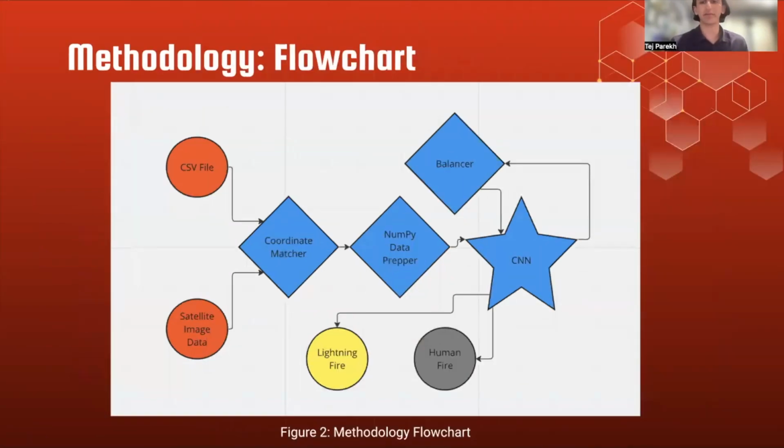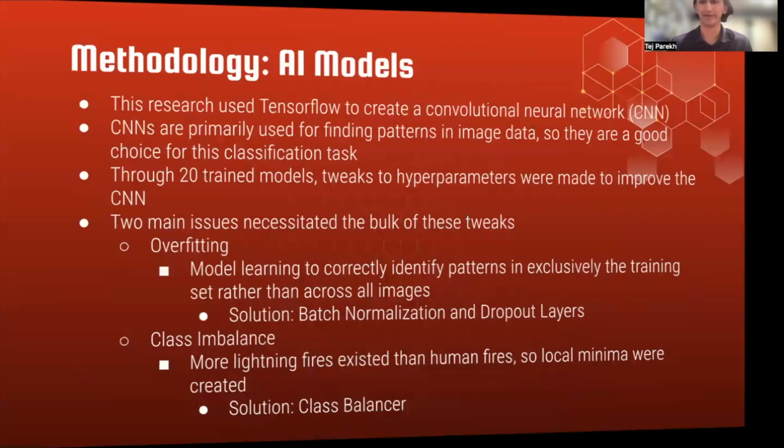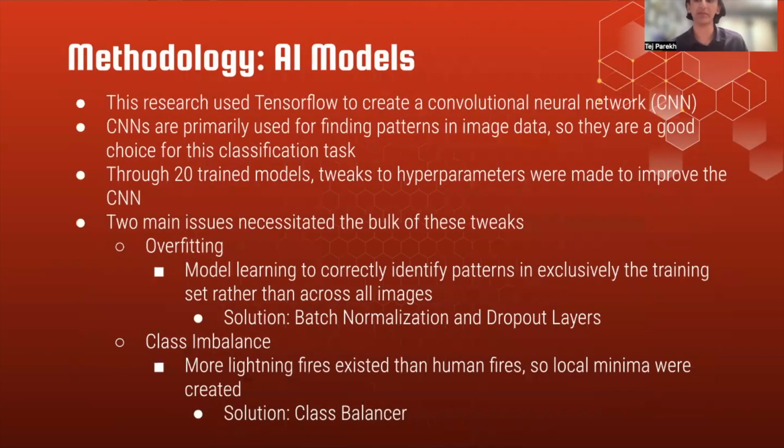So after I matched up these coordinates, I ran the images through something called NumPy Data Prepper to get them in the right format for my convolutional neural network. So what exactly is a convolutional neural network? A CNN is a type of AI model that is very good at finding patterns in image data. It's specifically designed for images, while lots of other AI might be designed for numerical text data. CNNs are used for image data, so they're a great choice for this project, which uses satellite imagery.